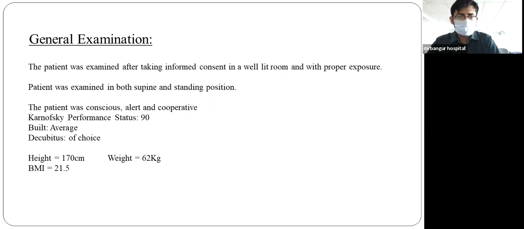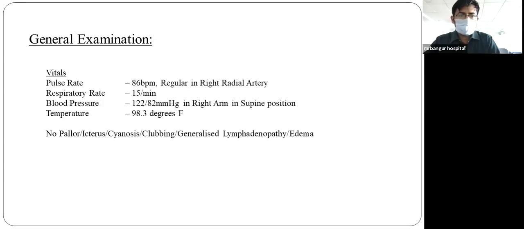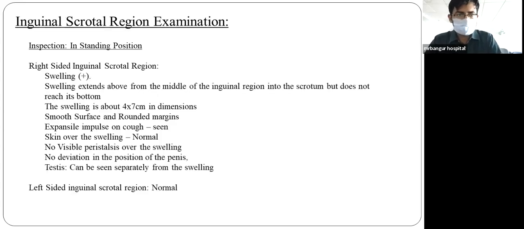The patient was conscious, alert and cooperative. Karnofsky performance status is 90. Build is average and decubitus was of choice. The BMI of the patient is 21.5. The vitals, pulse rate was 86 beats per minute, regular in the right radial artery. Respiratory rate 15 per minute. Blood pressure was 122/82 millimeters of mercury in the right arm in supine position, and temperature was normal. There was no pallor, icterus, cyanosis, clubbing, generalized lymphedema, lymphadenopathy, or edema.